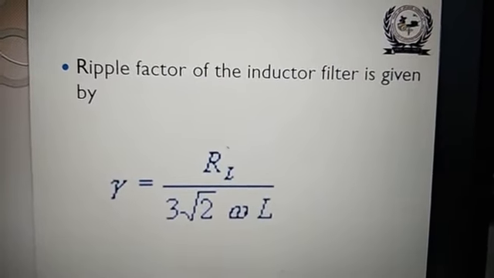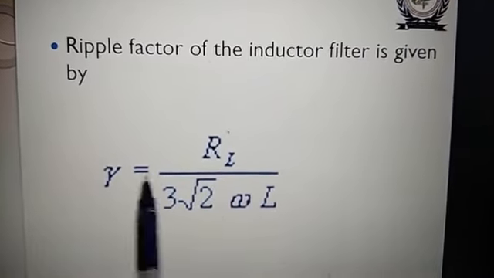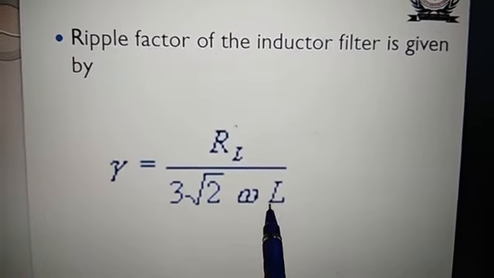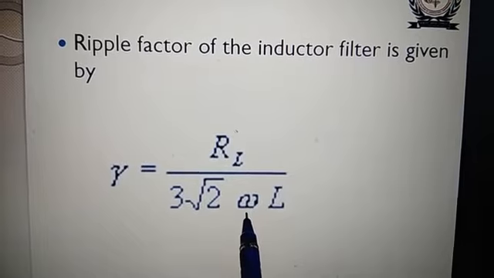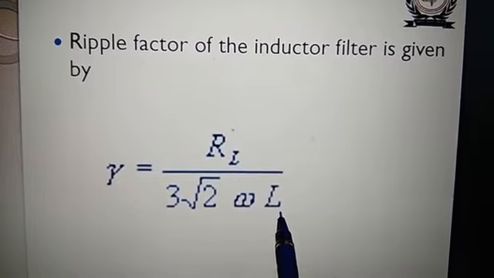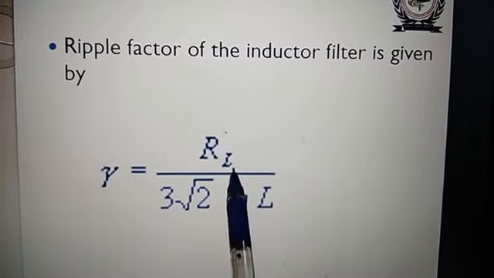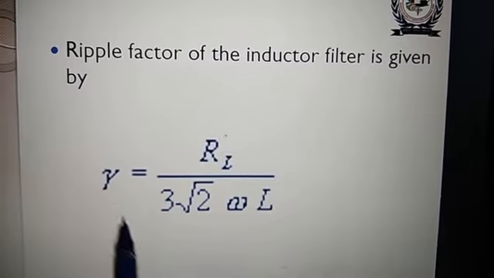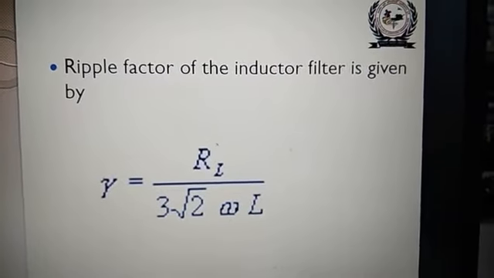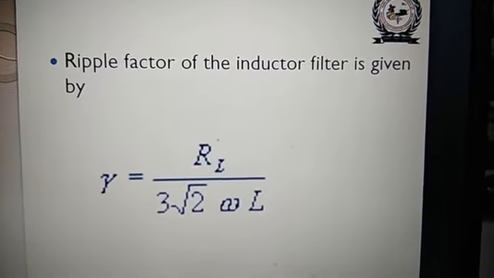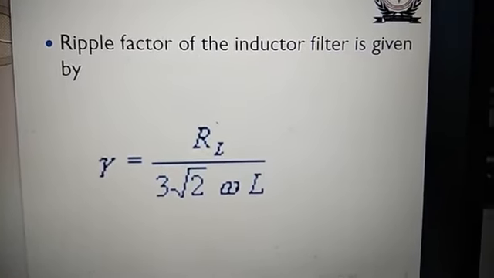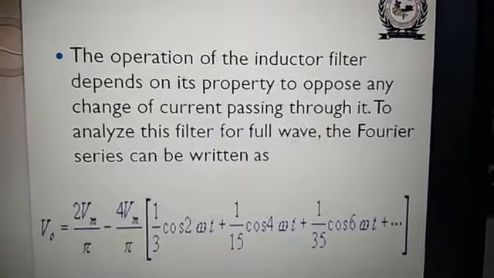And this is the ripple factor of the inductor filter, which is given by gamma equals RL upon 3 root 2 omega L, where omega is equal to 2 pi F. F is the input frequency, L is the value of the inductor in Henry, and RL is the load resistance. So this is the formula for ripple factor using the inductor. You can use small r or gamma, the abbreviation doesn't matter: RL upon 3 root 2 omega L.